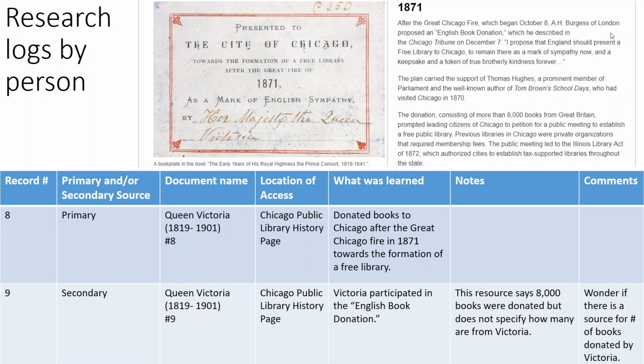Next, we're going to write down what it is we learned from that source, specific to the research log subject matter. So in this case, Queen Victoria. Then we're going to have notes, anything we learned that may or may not be specific to our subject matter. And last but not least, we're going to have a comments column.